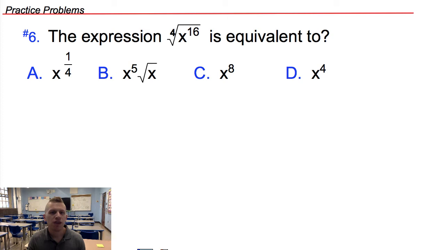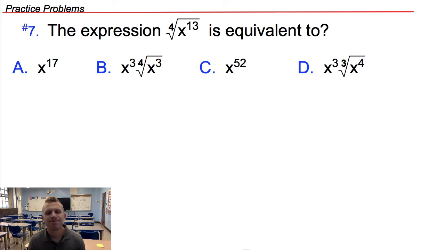This is the first one we've had with a perfect fourth, we'll say, and this one here, because 16 is a multiple of 4, 4, 8, 12, 16, it's just a perfect fourth, so I can put it in fractional form or rational exponent form if I really want. 16 divided by 4 is x to the 4th. Let's try another.